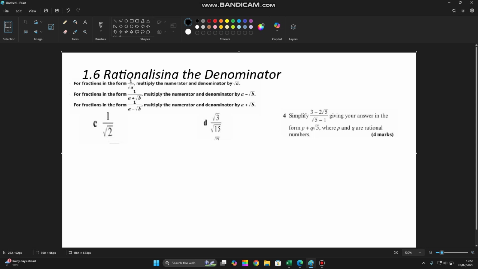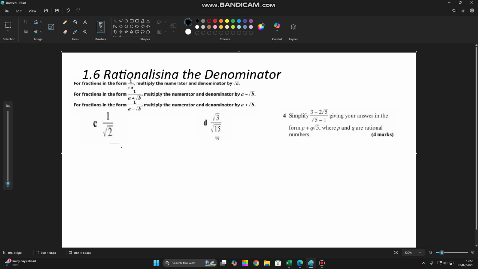Today's video, I'm going to cover 1.6, Rationalising the Denominator. So, there's a couple of rules you need to know to rationalise the denominator. If a fraction is in the form 1 over root a, how to rationalise it? You multiply both the numerator and the denominator by root a.